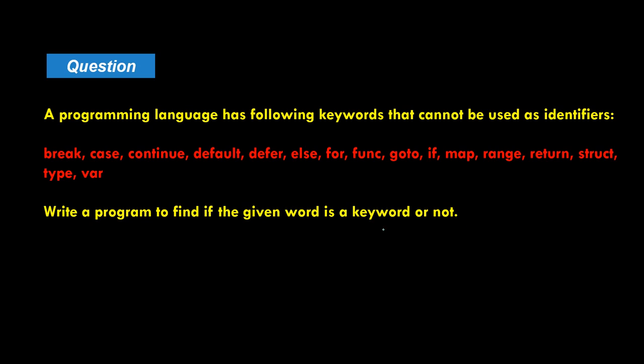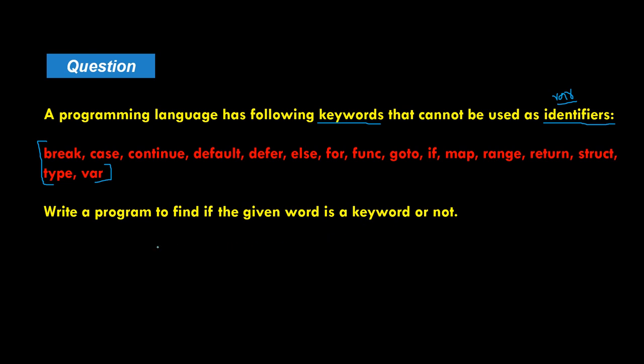What this question says is that there is some programming language, need not be the C programming language, and that language has some keywords. You cannot use them as your variable names. Identifiers are nothing but your variable names. So you will have a variable, and for that variable name you cannot use these keywords. These are the keywords of that programming language, and there are I think 16 of them here. So you have to write a program to find out if the given word is a keyword or not.